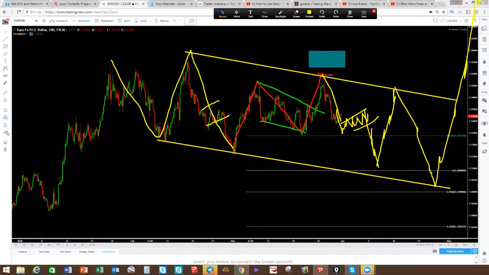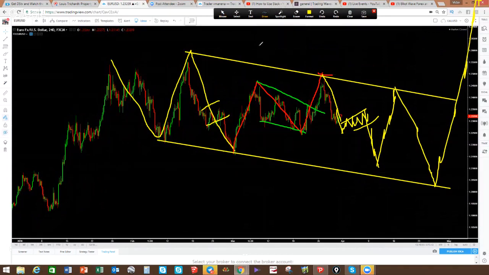Let me switch everything off and just be left with the annotation. So 1, 2, 3 is your W, 1, 2, 3 is your X, 1, 2, 3 is your Y. After that, we need to get this big move to the upside. I do not think we're going to get a Z. So that's the move that you're going to be looking at.